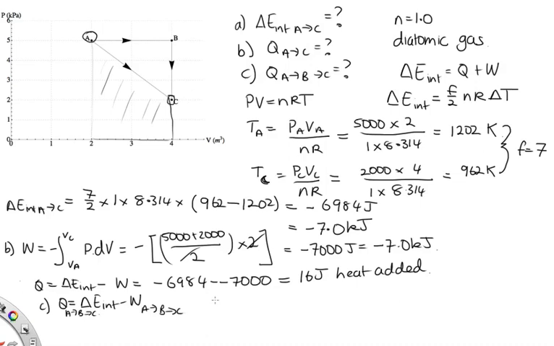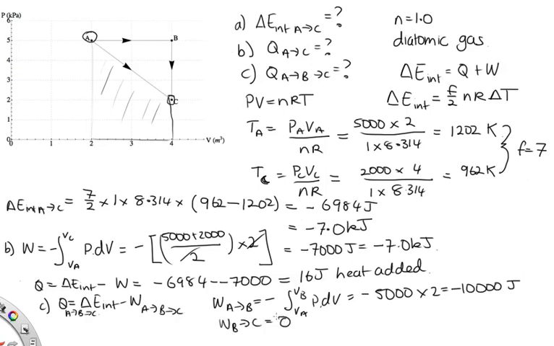Okay, so we need to work out the work. The work done from A to B is equal to minus the integral from the volume at A to the volume at B of P dV. It's an expansion, and it's just equal to the area underneath this rectangle here. So that's equal to minus 5,000 times the width of the rectangle, which is 2. So that's minus 10,000 joules. And then the work from B to C is equal to 0 as the volume's not changing. So the work from A to B to C is equal to minus 10,000 joules.